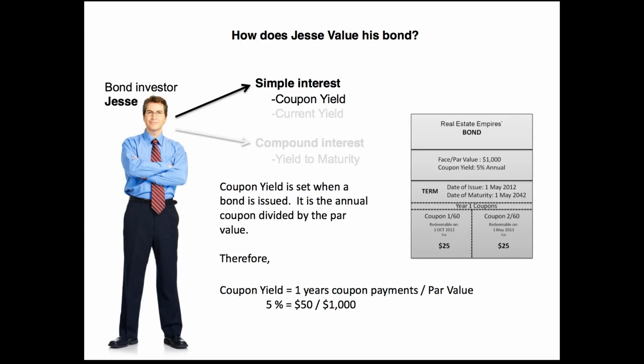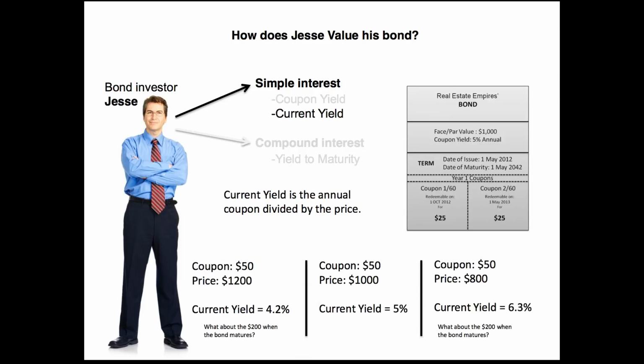So when we talk about the coupon yield, and this is under simple interest, the coupon yield is nothing more than taking 1 year's worth of those coupon payments, which is $50, and dividing that by the par value. You're always going to divide all the coupons for 1 year by the par value, and that's going to give you your coupon yield, which is 5%. And that's all there is to coupon yield.